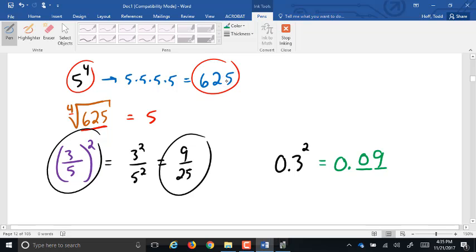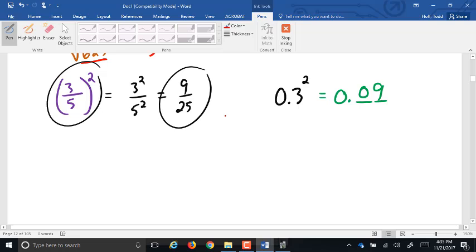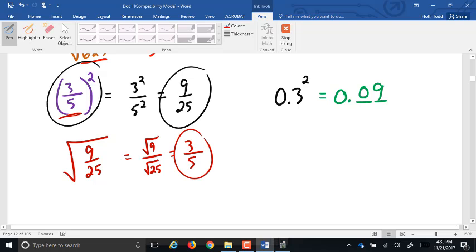If we're going the other direction, square root of 9/25, we can do just like up here, we can do the power to each the numerator and denominator separately. We can do the root to each the numerator and denominator separately. What's the square root of 9? 3, and the square root of 25 is 5. So we get right back to the 3/5.